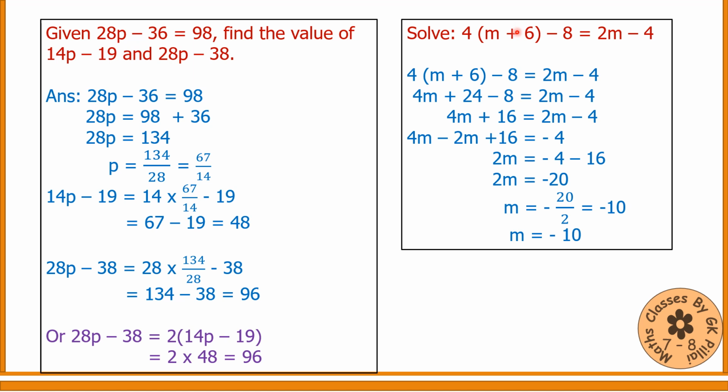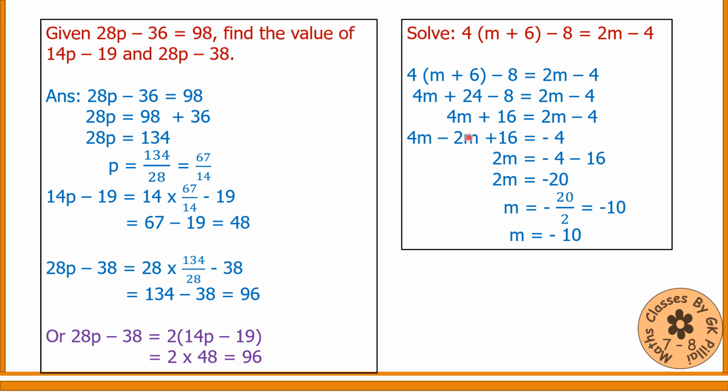This one, 4 into m plus 6 minus 8 equal to 2m minus 4. We will open this bracket. 4m plus 24 minus 8 equal to 2m minus 4. This will become 4m plus 16 equal to 2m minus 4.